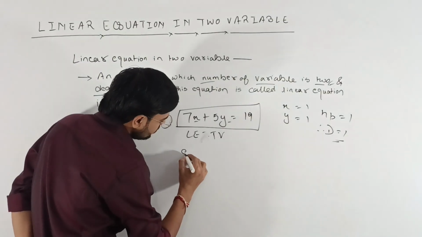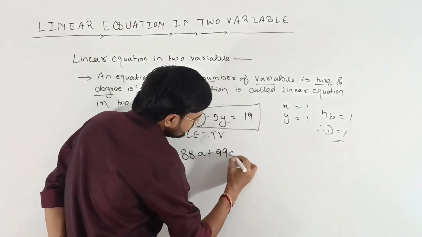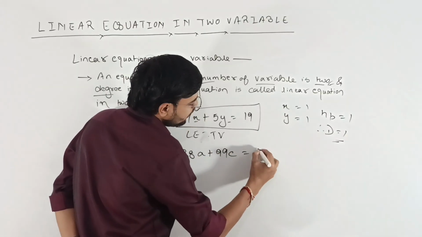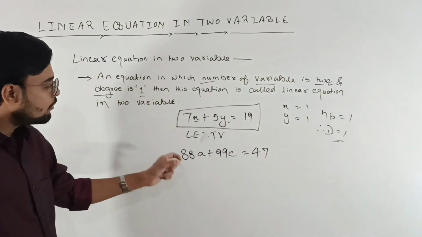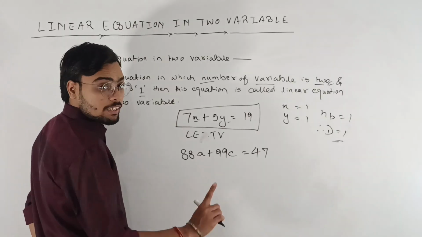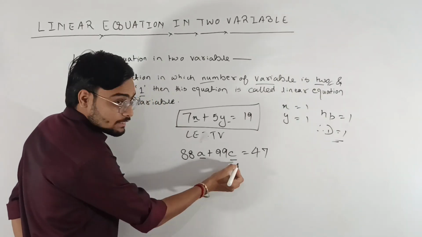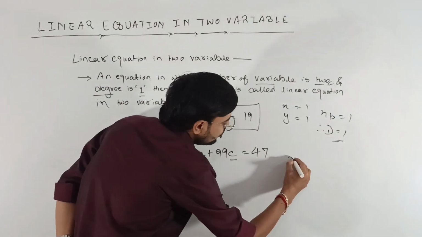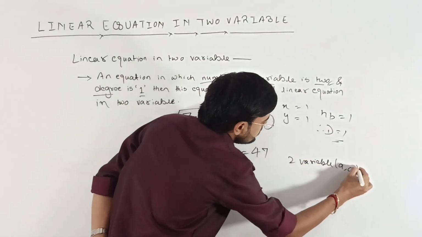Suppose we have an equation 88a plus 99c is equal to 47. Now we have to check whether this is a linear equation in two variables or not. So first we check the number of variables. We have two variables, a and c.